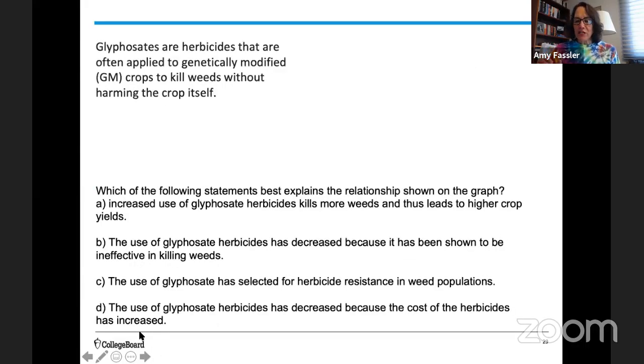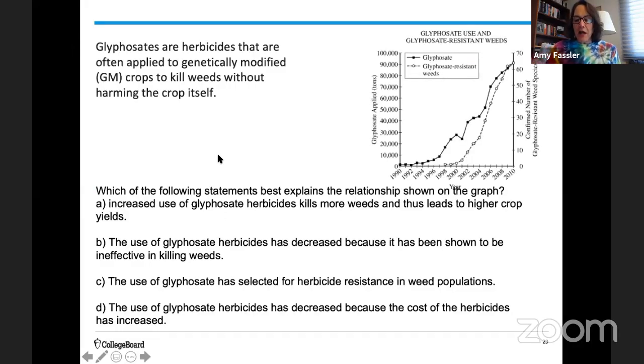And then we have a question here where we're going to look at a graph. This is about glyphosates. They're one of the types of herbicides or weed killers that we've talked about. They're herbicides often incorporated into a GM crop to kill weeds without harming the crop themselves. So this is what we just talked about. There's a lot going on in the graph here.